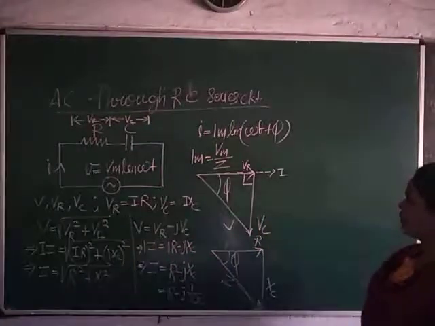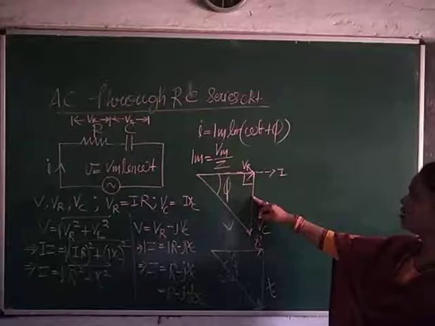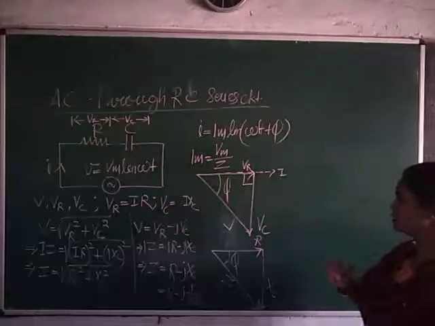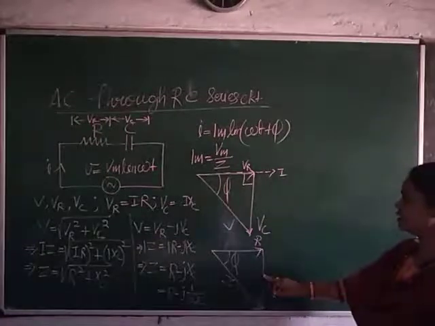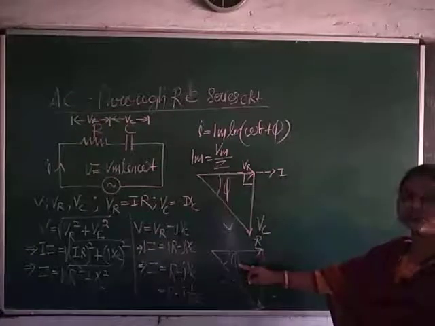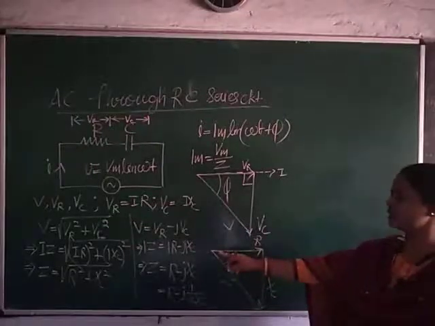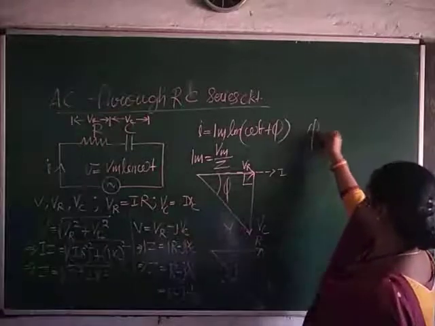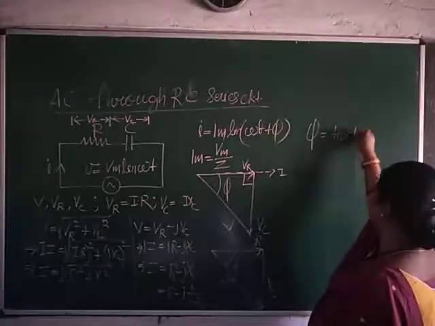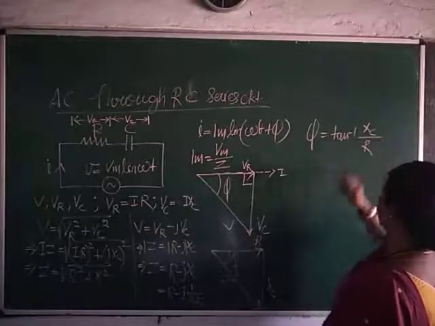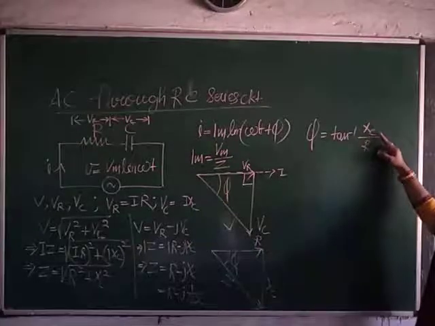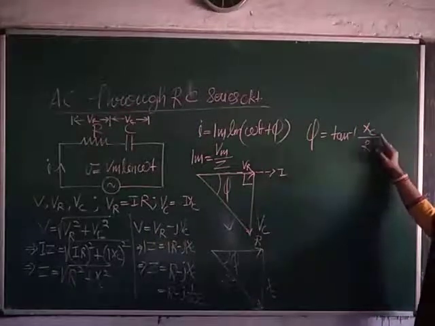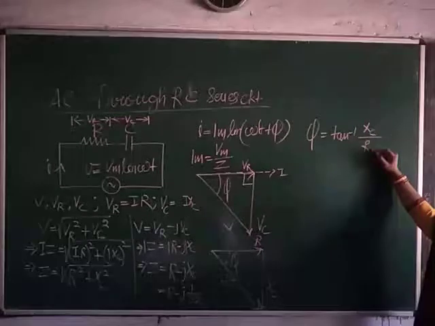So from the voltage triangle you get the power factor: cos phi is the cosine of the angle between current and voltage. From the impedance triangle, cos phi is the total resistance by the total impedance, and the power factor angle phi is equal to tan inverse of Xc by R. In the case of an inductive circuit, it is inductive reactance by resistance, but in the case of a capacitive circuit, it is capacitive reactance by resistance.